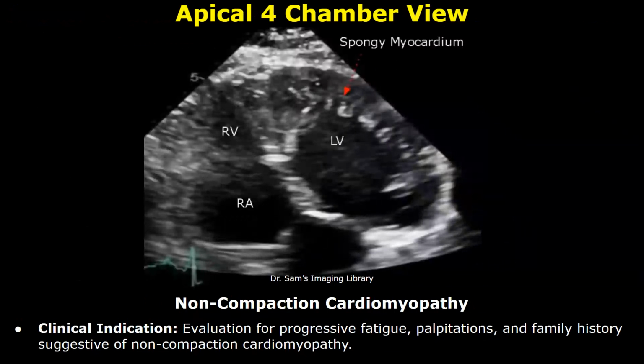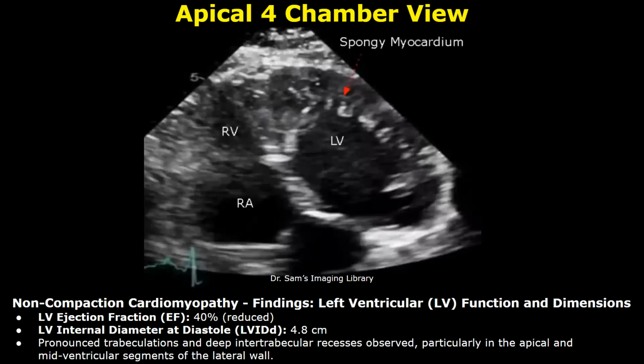This is a report of non-compaction cardiomyopathy. Clinical indications are evaluation for progressive fatigue, palpitations, and family history suggestive of non-compaction cardiomyopathy. The ejection fraction is 40%. It is reduced. LV internal diameter at diastole is 4.8 centimeters.